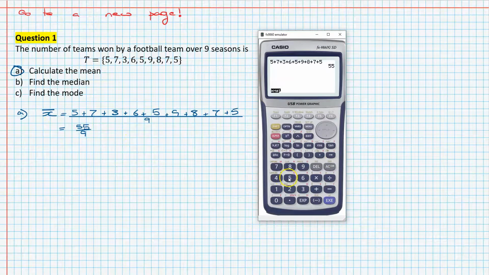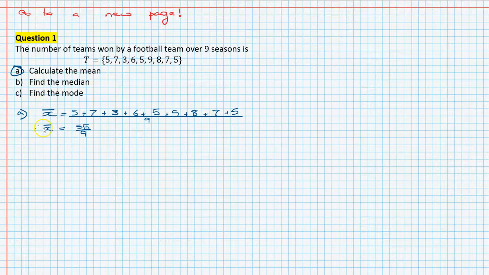Now, next step is we're going to go 55 divided by 9, and that's going to give us 6.11. Now, there's 2 ways we can represent this. We can leave it as a decimal, or we can leave it as a fraction. As a fraction, we can't simplify that. So we can write, therefore, x bar is 55 over 9, or we can write it as x bar equals 6.1 recurring. And that right there is a calculation of how we do the mean.